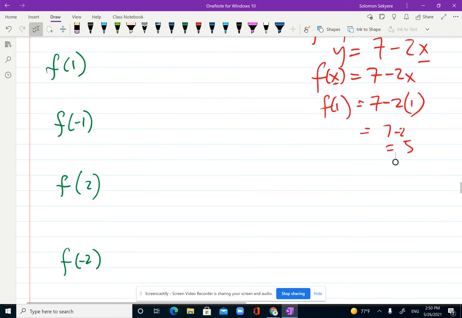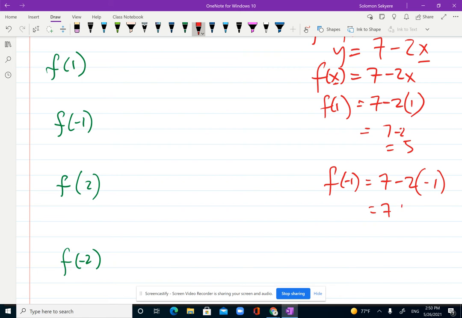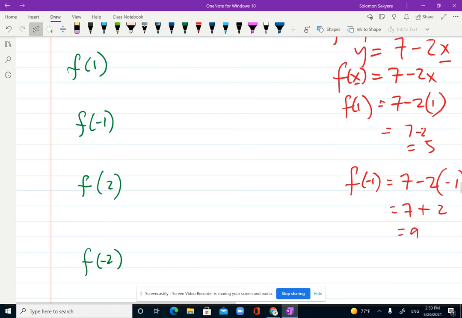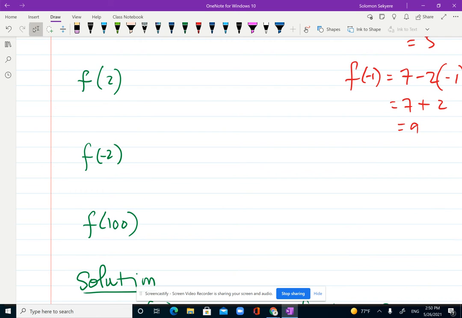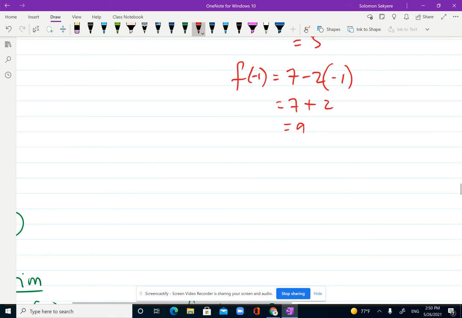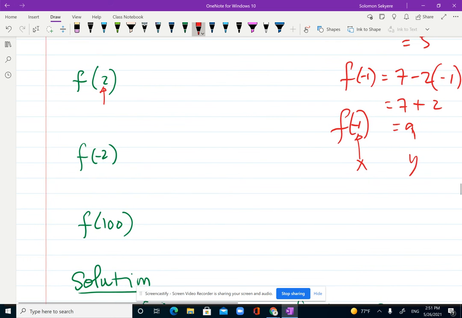Okay, we can also find f of negative 1. F of negative 1 will be 7 minus 2 times negative 1, which becomes 7 plus 2. Okay, negative 2 times negative 1 is positive 2. That will be 9. So that's what it means when you have this notation. So remember, this is your x value. So we say f of negative 1 is equal to 9. This is your x value. This 9 here is your y value. Cool? All right, let's move on.